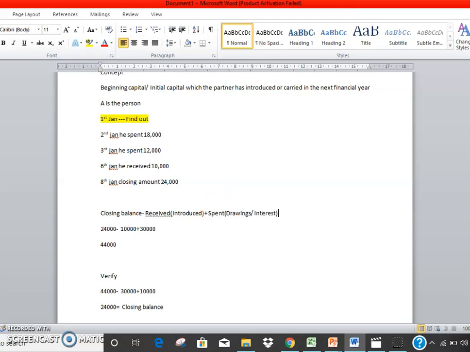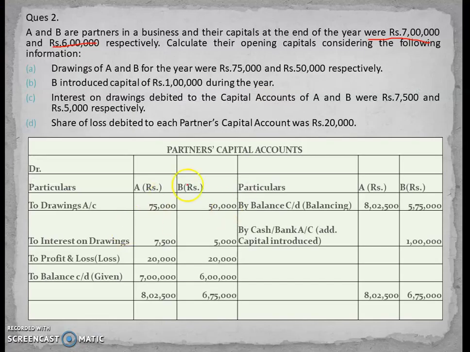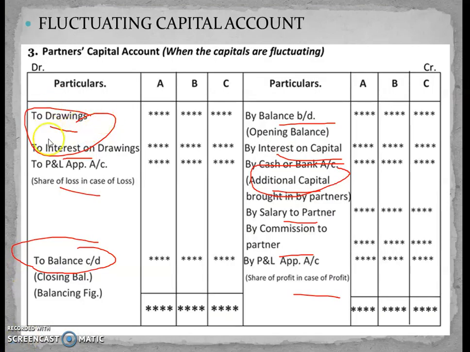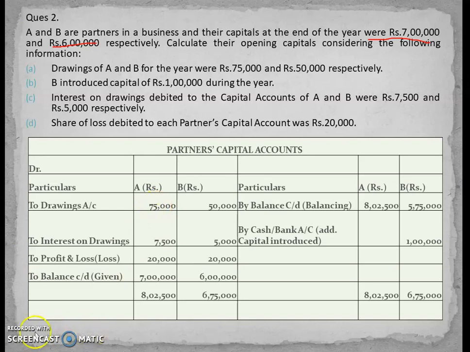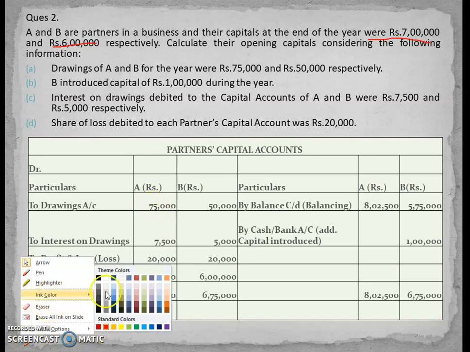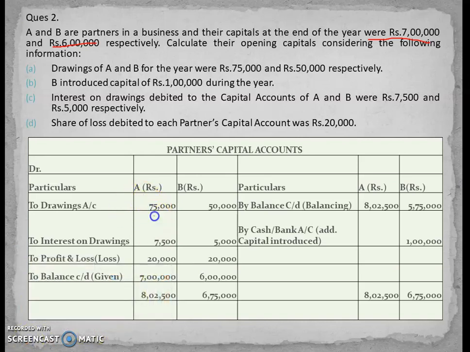This we have done. Now this is the second method that we would be studying. So the first is the two drawings. We studied in the format mentioned in the last line that the partner's drawings account is on the debit side, and interest on drawings is on the debit side. So you have this, you have interest on drawings.